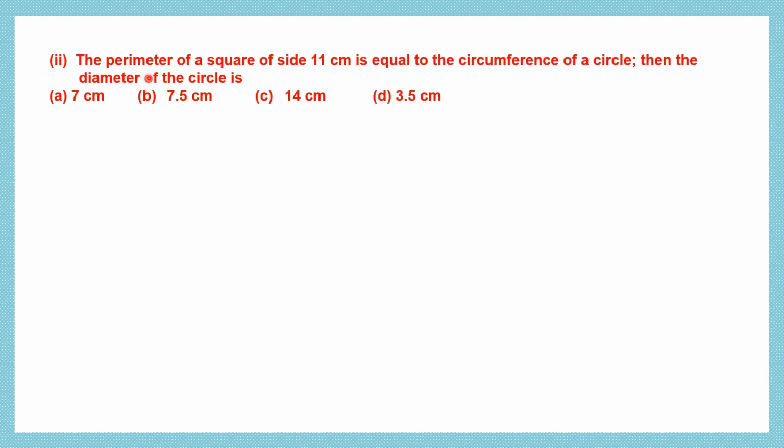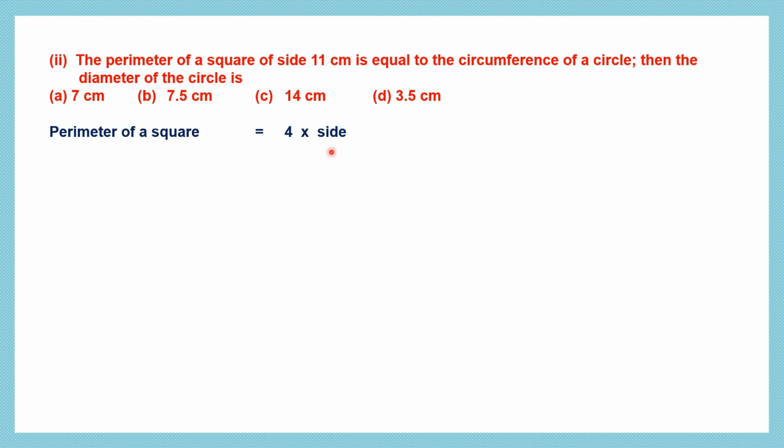Question 2. The perimeter of a square of side 11 centimeters is equal to the circumference of a circle. Then the diameter of the circle is what we need to find. So here we can find the diameter of a circle only if we can use the formula for the circumference of a circle, or if we know the value of the circumference of the circle. And here it is told that this circle's circumference is the same as the perimeter of a square. So that means we have to first find the perimeter of the square. The side is given to us.